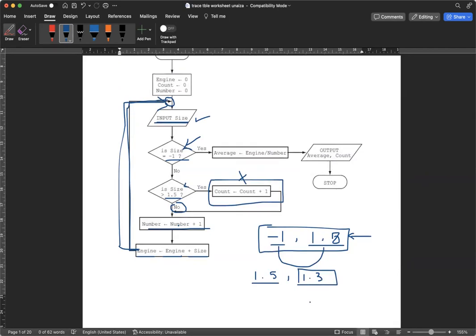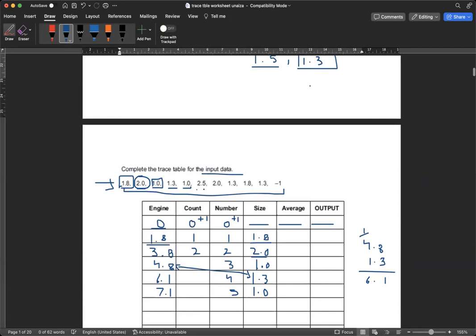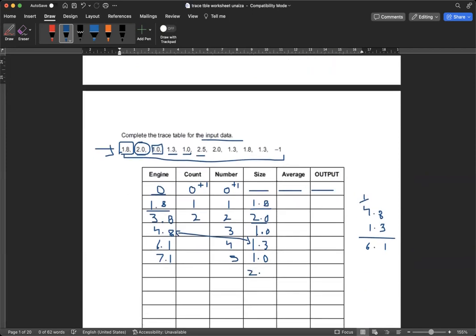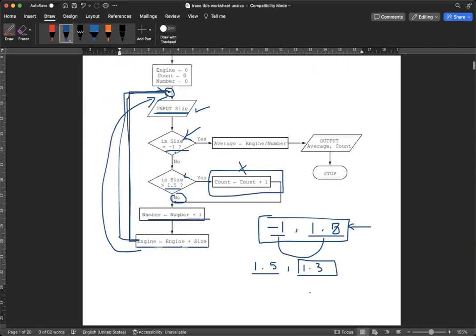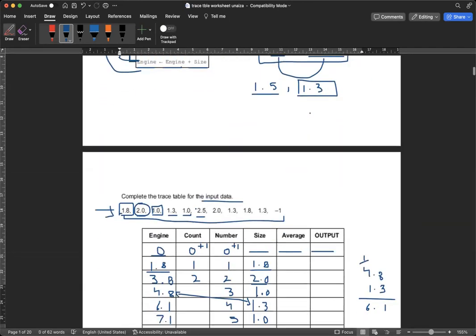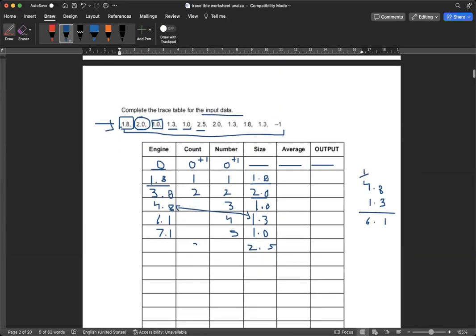Next stage is engine plus size. And then we're going back to input size. What is the next input size? 2.5. Okay, so is size equal to negative 1? No, because it's 2.5. Is size greater than 1.5? Yes. So what we have to do, we need to add the count. 2 plus 1, 3.